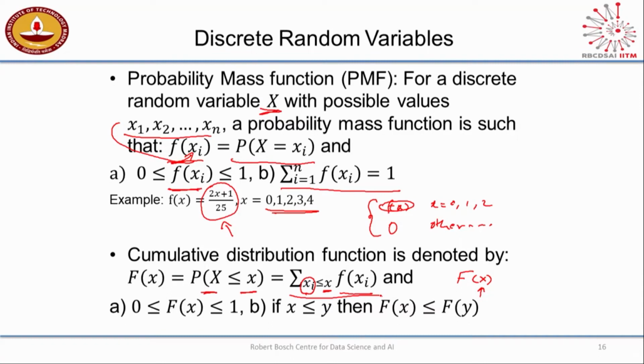Again, capital F of x should be between 0 and 1. Understandably, right? If there is a value x which is less than or equal to y, capital F of x should be less than or equal to capital F of y.